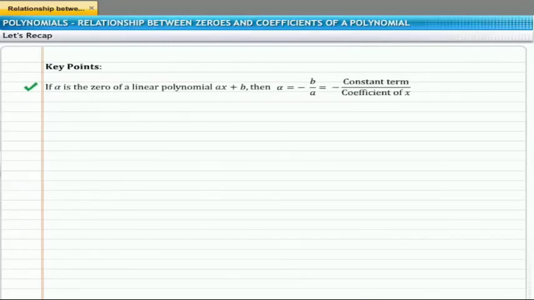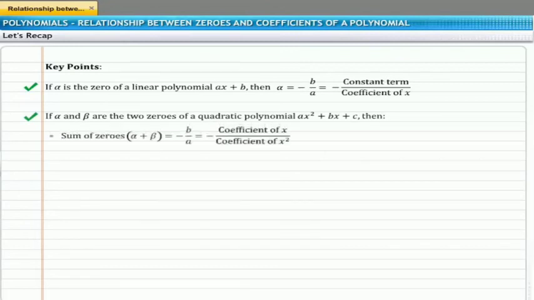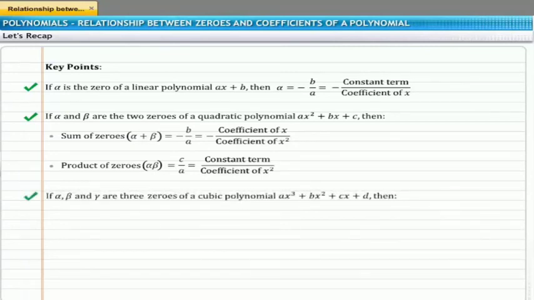Okay, so see here what are the key points in this video. If alpha is the zero of a linear polynomial ax plus b, then alpha is equal to minus b upon a. It means minus constant term upon coefficient of x. And second point, if alpha and beta are the two zeros of a quadratic polynomial x square plus bx plus c, then we will find out the sum of zeros and the product of zeros. Now see whatever the recap is here.